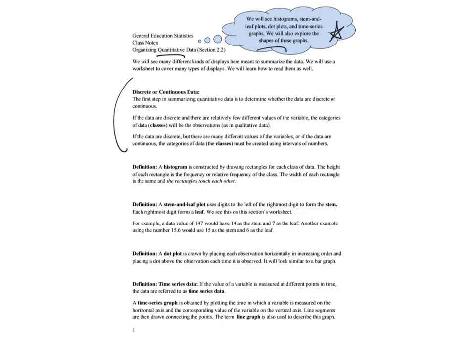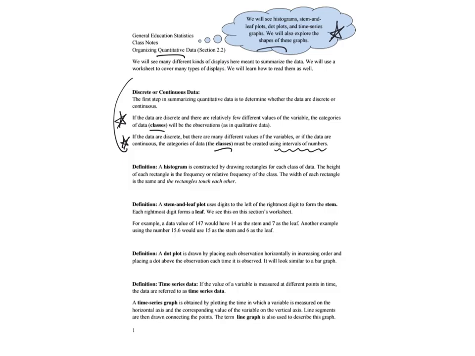So we'll just read this over quickly. If the data are discrete and there are relatively few different values of the variable, the categories of data, which are called classes, by the way, will be the observations themselves. And if the data are discrete, but there are many different values of the variable, or if the data happen to be continuous, then the classes will be created using intervals of numbers.